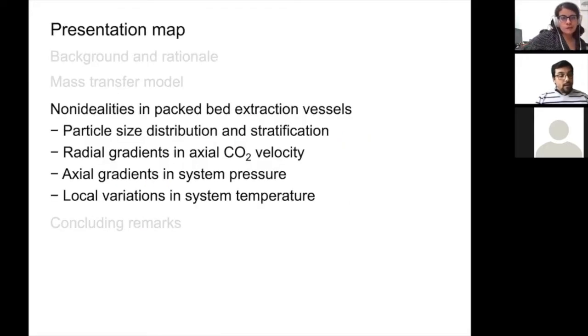In this work, we studied four non-idealities: extraction of a packed bed with a particle size distribution and stratification, radial gradients in axial CO2 velocity resulting from radial gradients in bed porosity, axial gradients in system pressure resulting from the pressure drop of the CO2 along the extraction vessel, and local variations in system temperature, which affects the physical properties of CO2 within the extraction vessel.